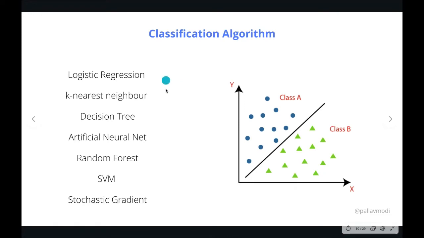So here is a list of popular classification algorithms: logistic regression, k nearest neighbor, decision tree, artificial neural net, random forest, SVM, and stochastic gradient descent. All these algorithms help to classify inputs into multiple classes, something similar to what we have seen before, into class A, class B, and maybe class C.